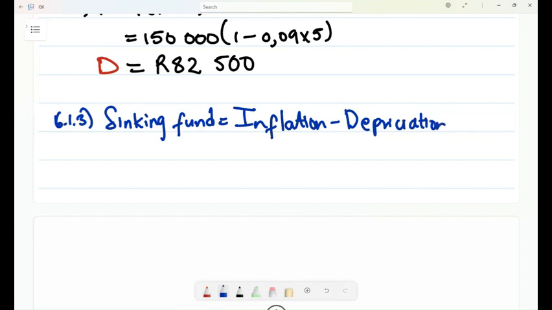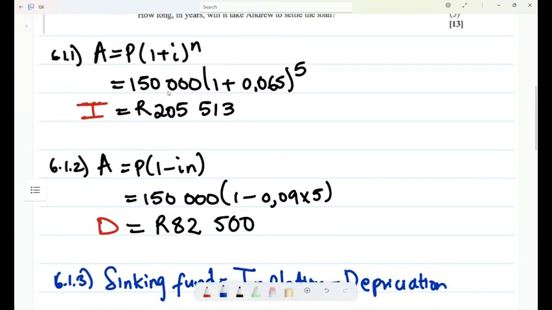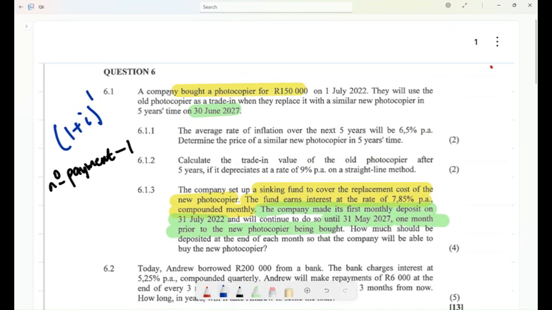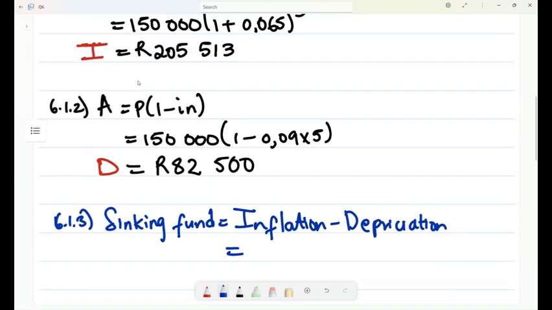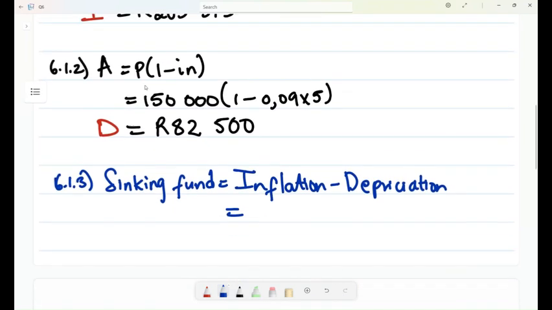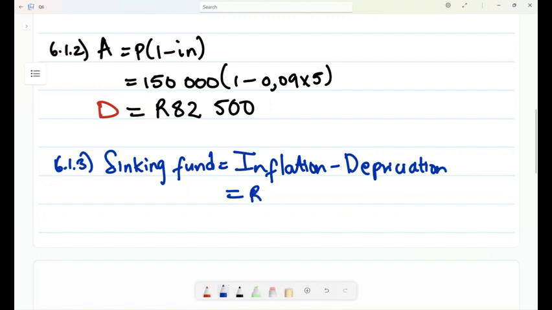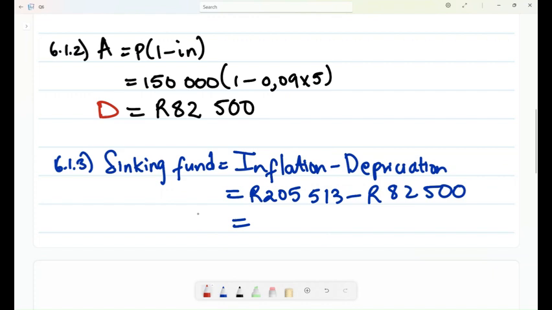How is depreciation written? But let me just confirm that depreciation depreciates. Yeah, depreciation. So how much is our inflation money? Our inflation money is 205,530. Minus the depreciation amount, it is how much? 82,500. Then how much is our sinking fund, which is our future value?